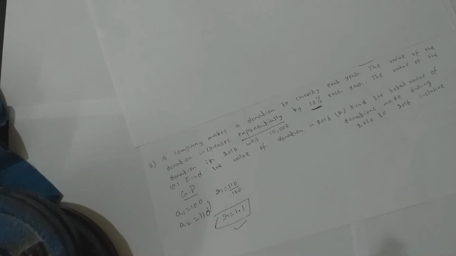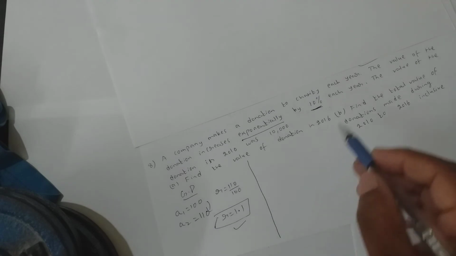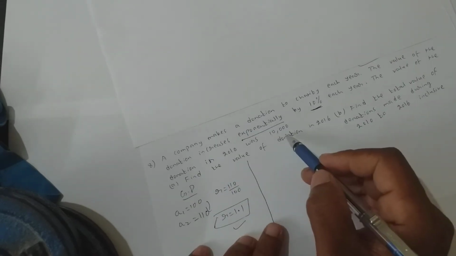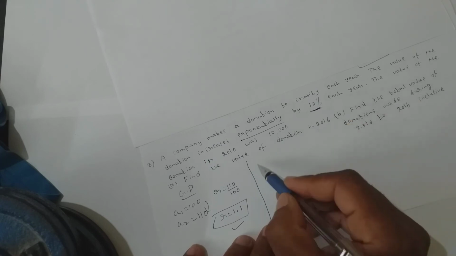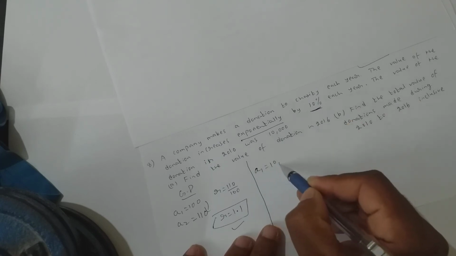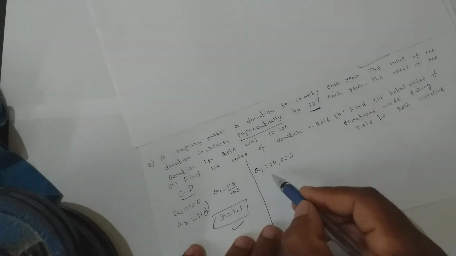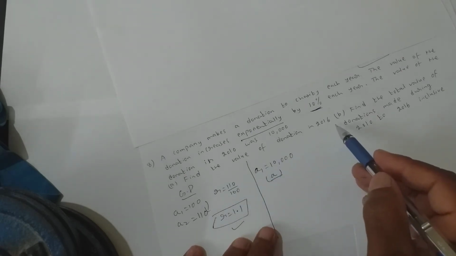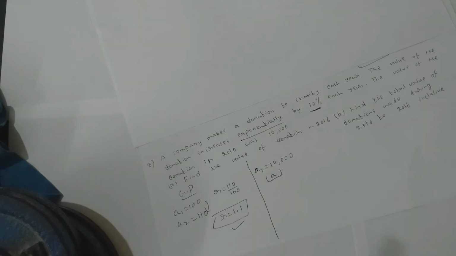Am I clear? This was just an example to get R, not exactly A equal to 100 in this. Now, the value of the donation in 2010 was 10,000. So, initial donation A1 is 10,000. Now, part A. What are they asking? Find the value of donation in 2016. So, donation in 2016 I need to find out.